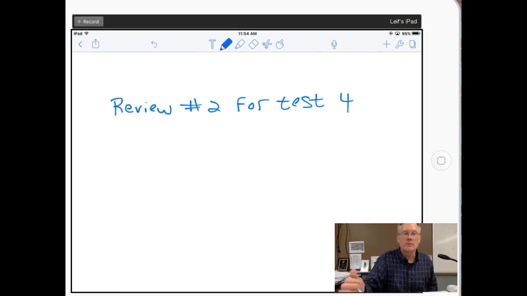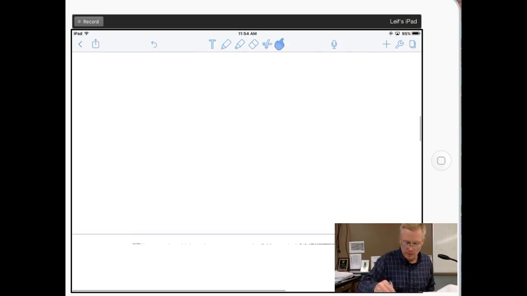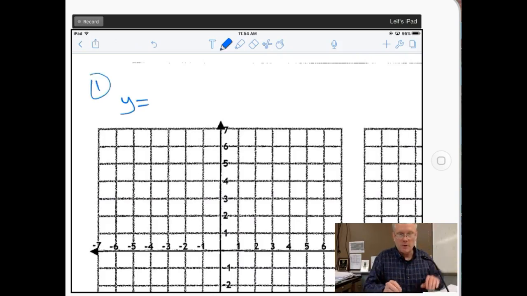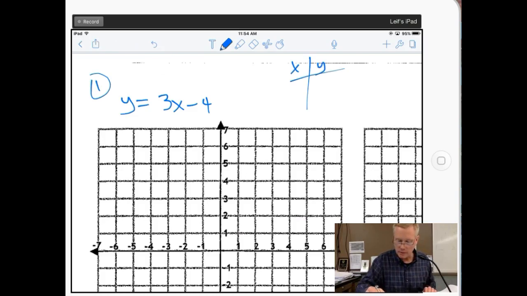All right, so today we review for test 4, second review for test 4. The first thing we're going to do is graph a couple lines. I'm going to start with the table. This is problem number 1. You should copy this down, make sure you have some graph paper. y equals 3x minus 4. Here I'm going to make my little x table, y table. The next couple I'll just graph with the slope and y-intercept.